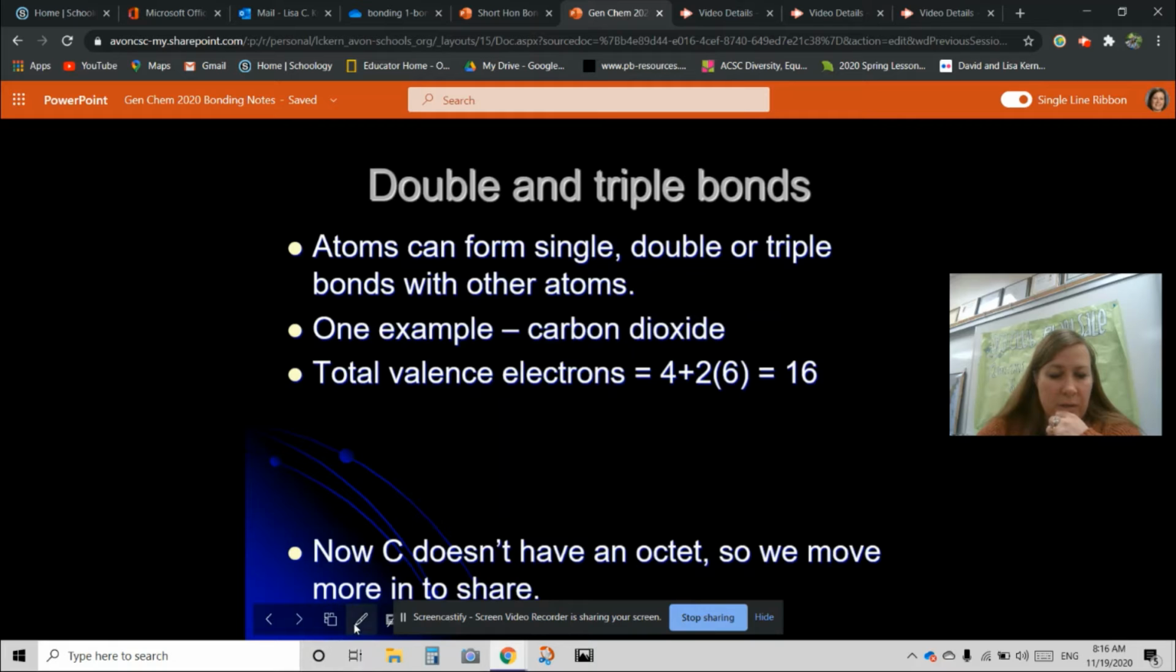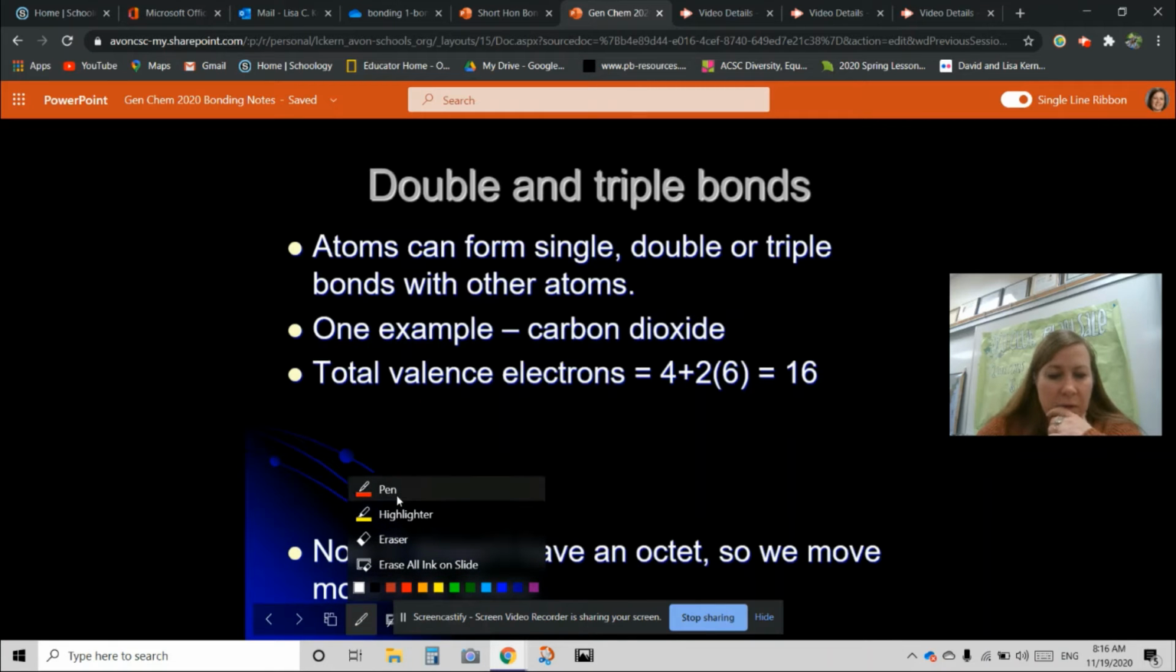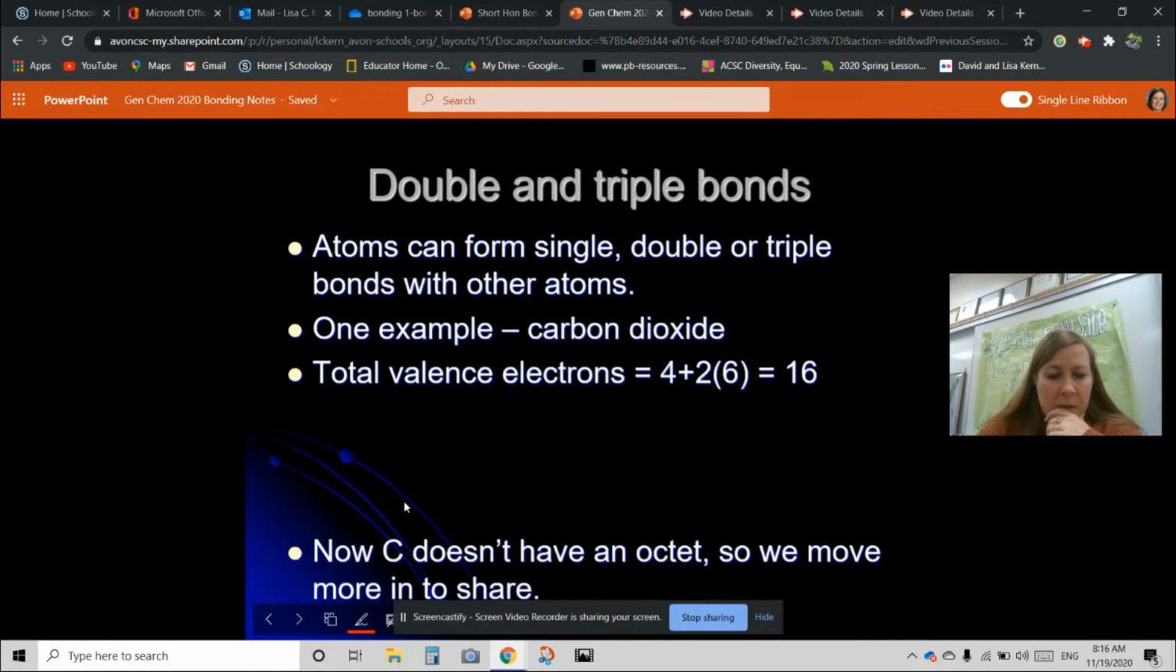So here's what I'm going to do. I want the pen, but I don't want that color. Start with yellow. Okay. So I'll start with carbon in the middle.